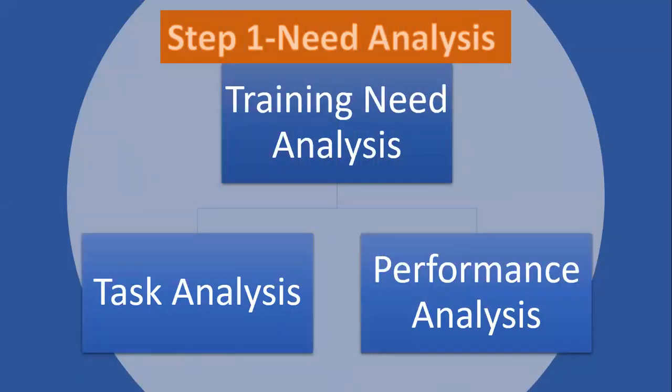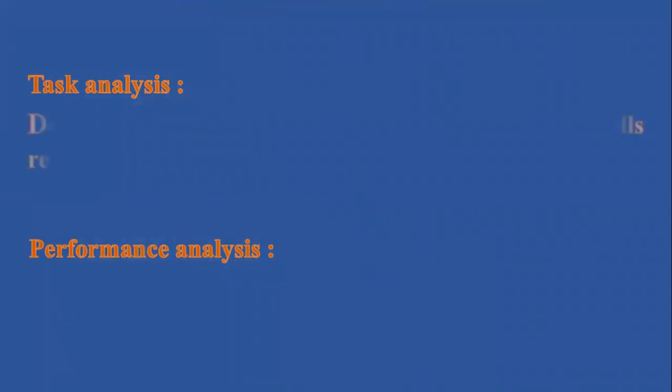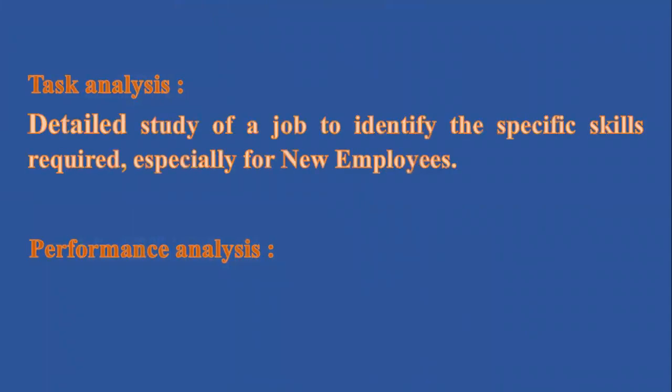The first step, need analysis, identifies the training needs of an employee. There are two main ways of identifying those needs. They are through a task analysis and a performance analysis. Task analysis is a detailed study of a job to identify the specific skills required, especially for new employees. A task analysis record form can also be used for this purpose.